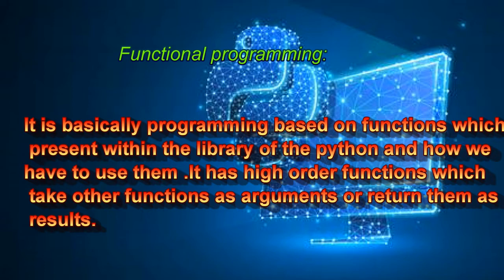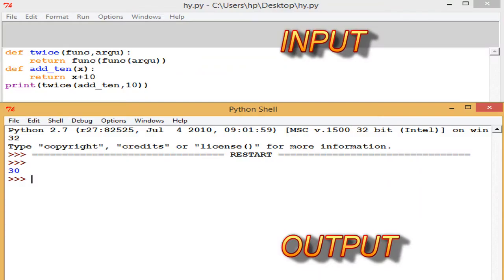We will perform various functional programming with the help of lambdas, recursion, map, filters. All these are functional programming in which we are calling a function again within a function to perform some task. As you can see in the definition, it is a programming style based on functions present in the Python library, which can be used in higher order functions that take other functions as arguments or return them as results. Let's understand functional programming with the help of this example by executing it in the Python shell.